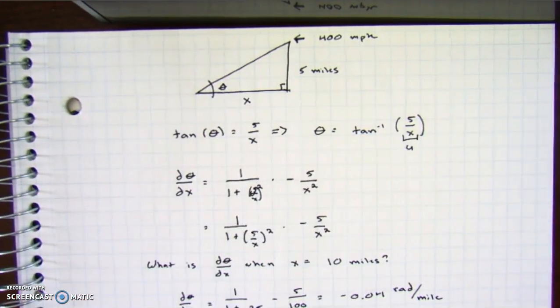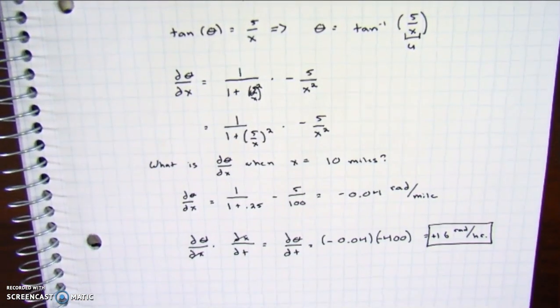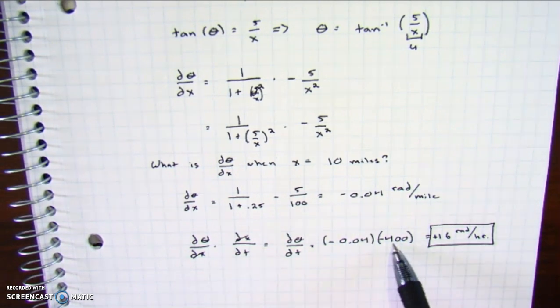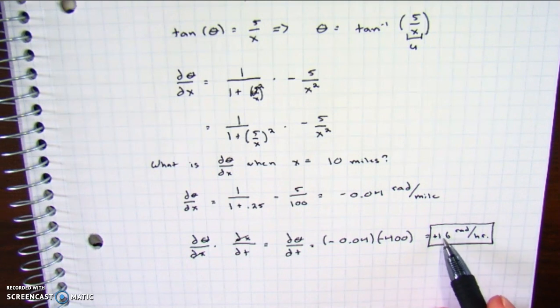So, sorry about that quick change, but this airplane is traveling towards you at 400 miles per hour. Therefore, this is going to be a positive 16 radians per hour. Sorry for the change, just wanted to clarify on that.